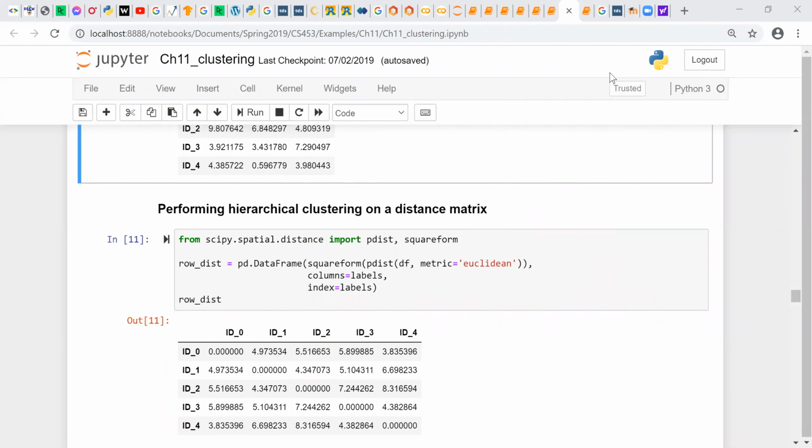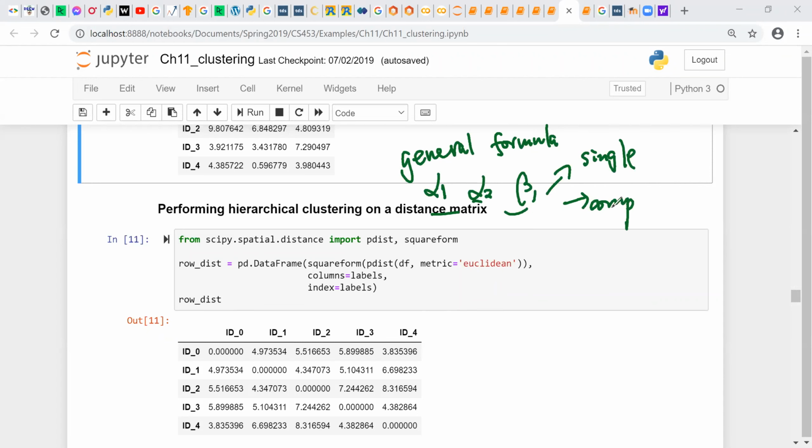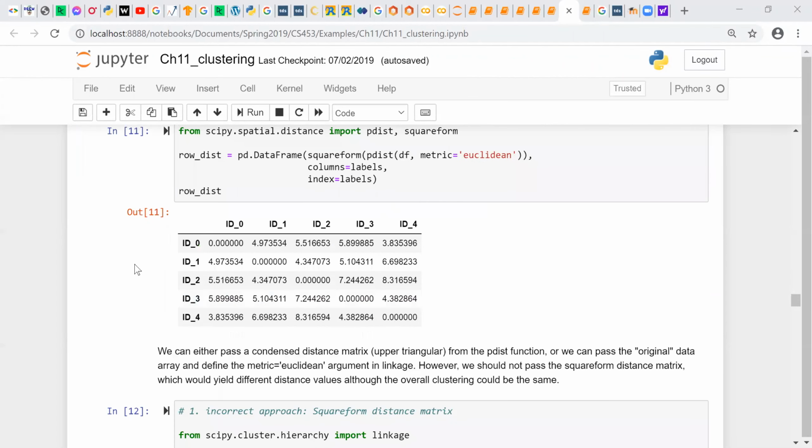We also have Ward, and we also have a very general formula. You remember the general formula applies to all of the cases, but each one has its own coefficients. Then you can make it either single linkage, complete, or average. So that's the general one, and that's the review regarding hierarchical clustering.